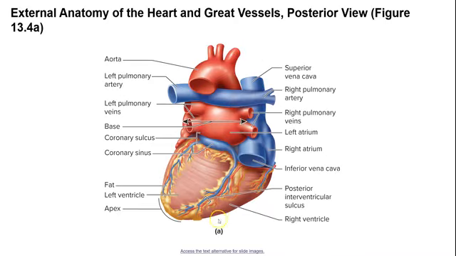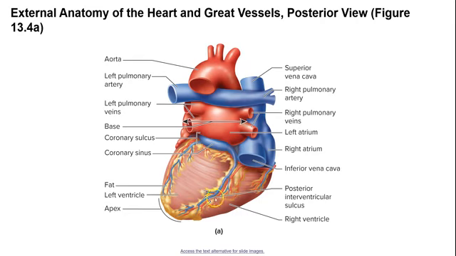Looking at the posterior view, you can see the aorta coming off the back here. You can see those pulmonary arteries a little bit better, superior and inferior vena cava as well. Again, we have the left ventricle on this side, so the left atrium would be up here. You would have the right atrium up here with the right ventricle on this side, and you can see that posterior interventricular sulcus as well.